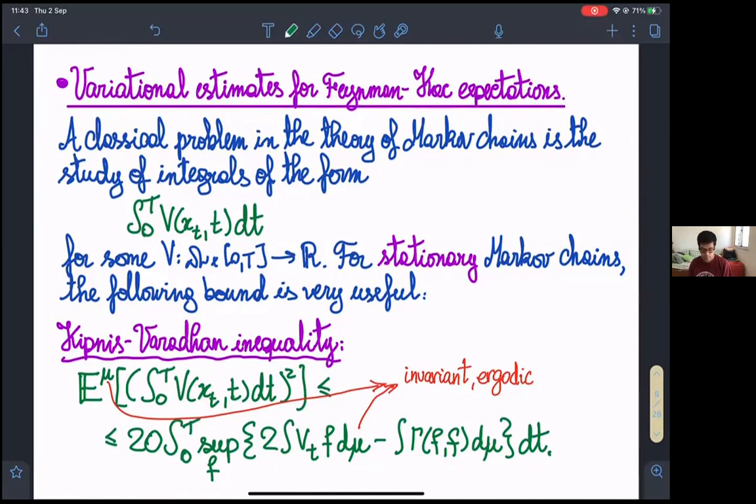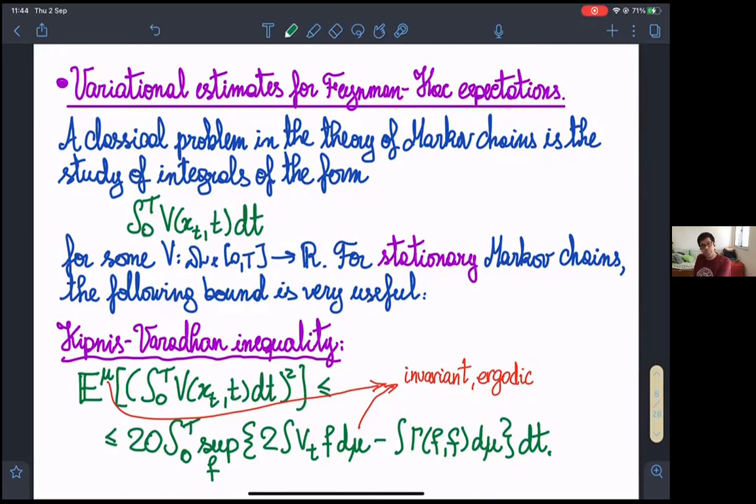This theorem, the Kipnis-Varadhan inequality, allows you to estimate the variance, and the estimate is actually sharp in the case of reversible Markov chains, up to just a constant factor. I wanted to present it because it's an example of a variational inequality. What do I mean by a variational inequality? It's expressed in terms of a supremum. The bound on the variance is a supremum of that thing that is written here.